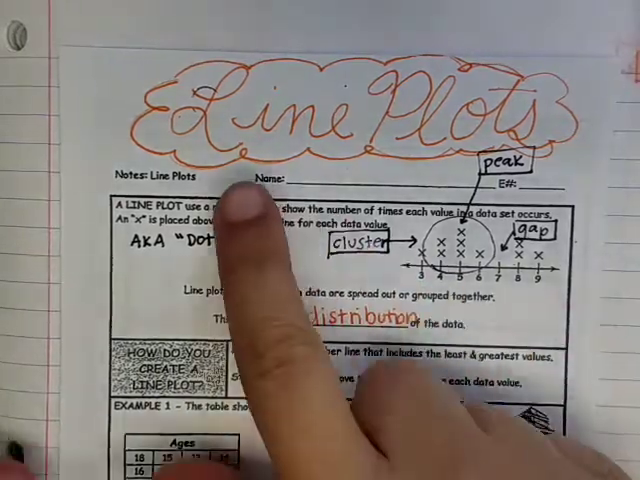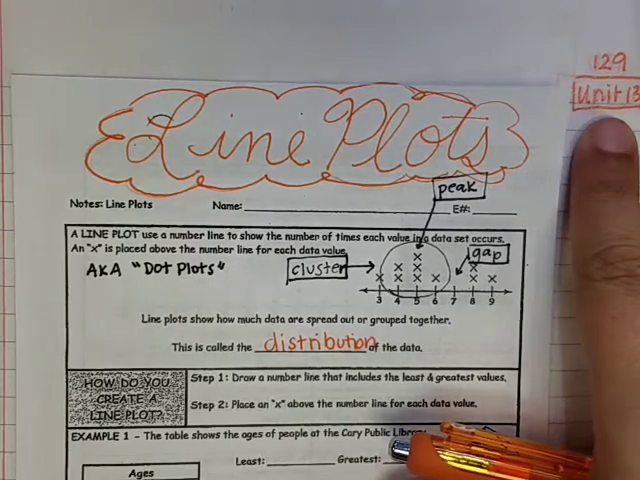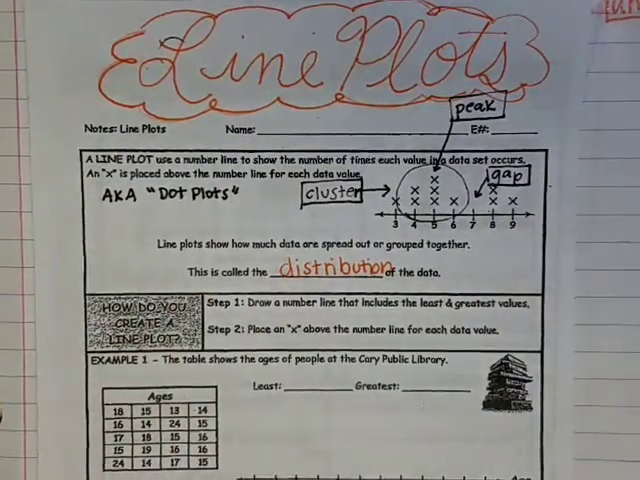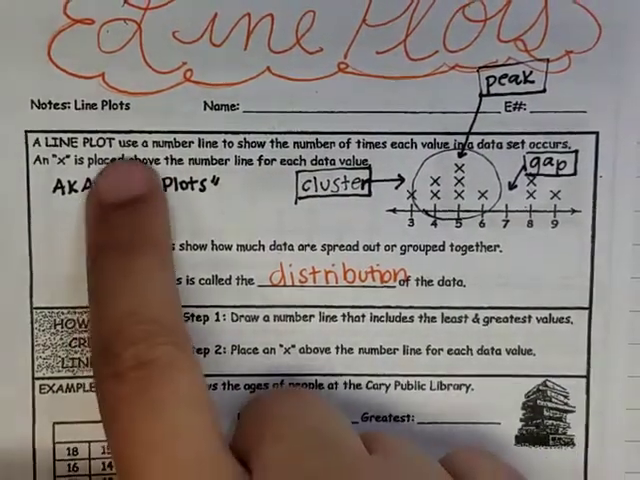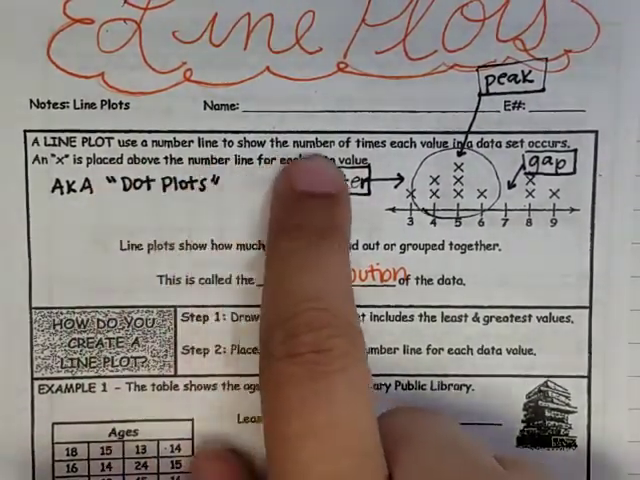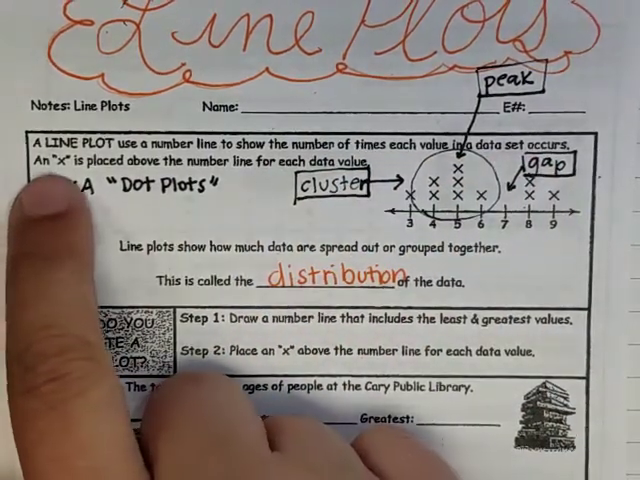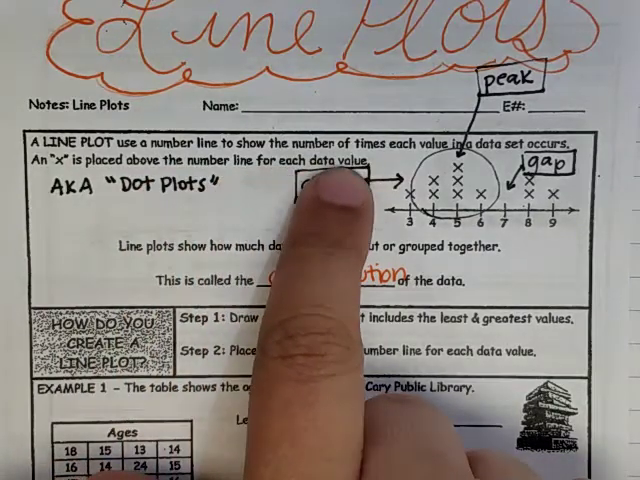Hi, good afternoon. These notes are on line plots, and this should be page 129 in your notebook for Unit 13. So we're going to get started at the top, where we're going to describe some things about line plots. A line plot uses a number line to show the number of times that each value in a data set occurs. An X, or a dot, is placed above that number line for every data value given.